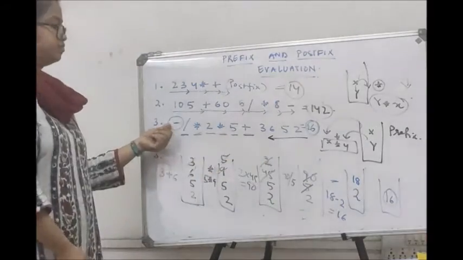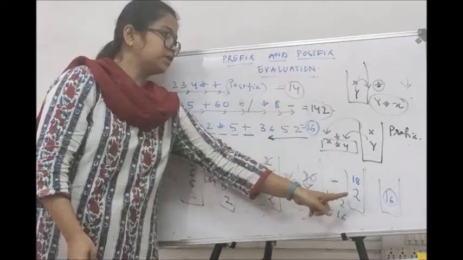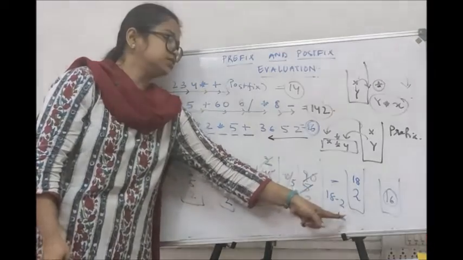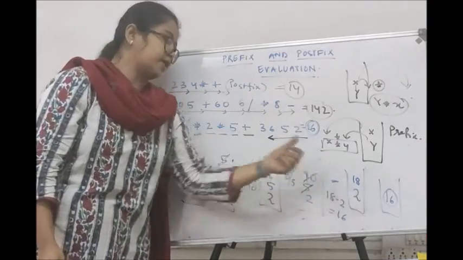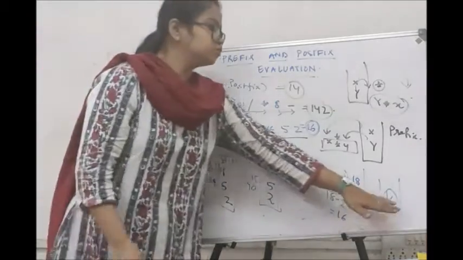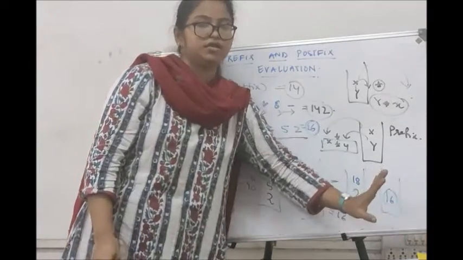After that minus comes. So when minus comes, 18 minus 2 is evaluated, which results in 16, and 16 is pushed back into the stack. After that there is nothing. So 16 remains in the stack, which is the final answer.